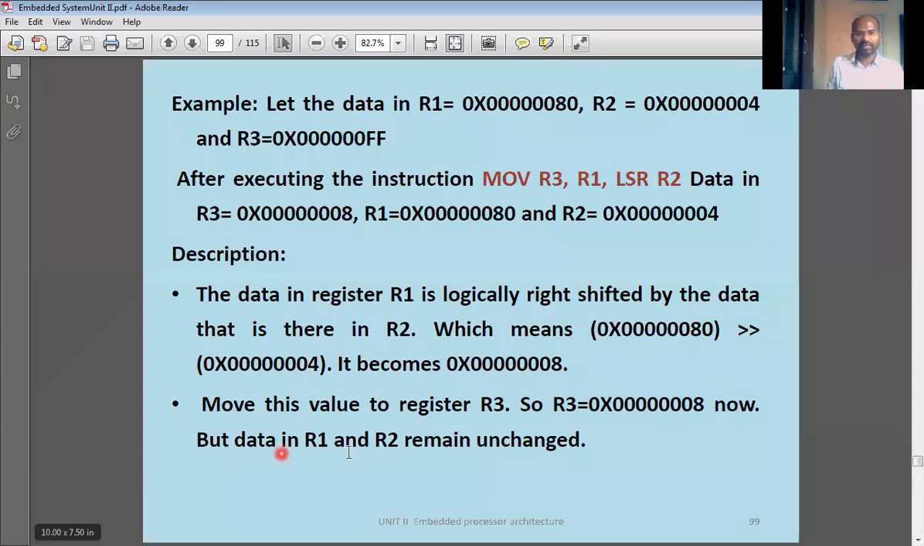But data in R1 and R2 remain unchanged. Nothing will happen to the data in R1 and R2. Only R3 will be affected because R3 is the destination register, whereas R1 is the source register and R2 contains how much right shift has to be done. That is specified in R2.